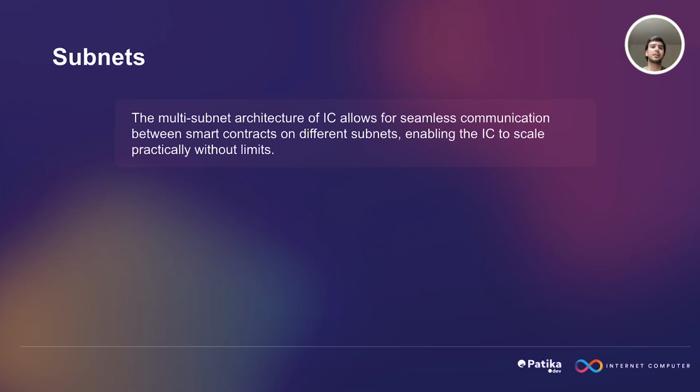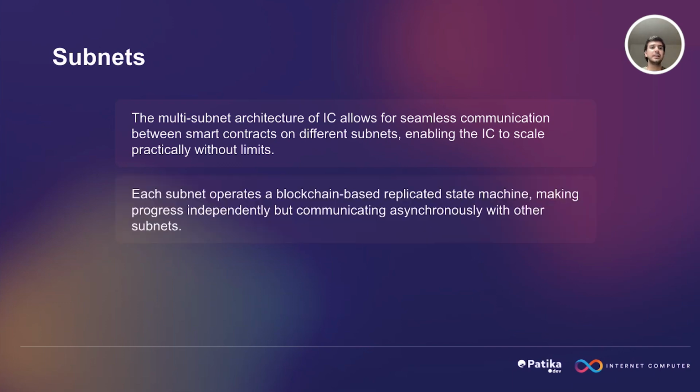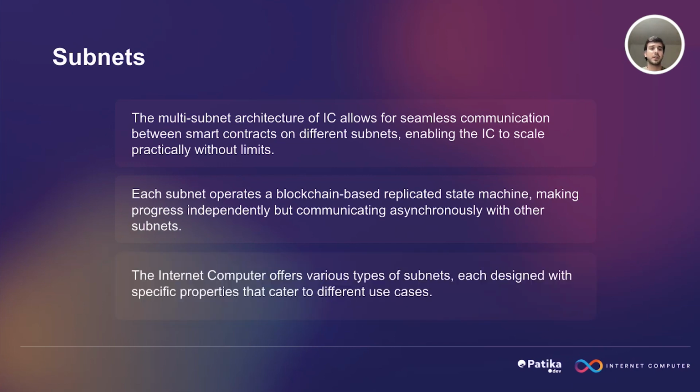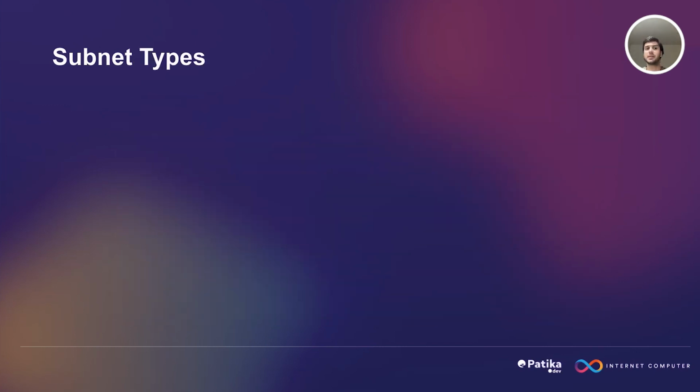The multi-subnet architecture of the Internet Computer allows for seamless communication between smart contracts on different subnets, enabling the Internet Computer to scale practically without limits. Each subnet operates a blockchain-based replicated state machine, making progress independently but communicating asynchronously with other subnets. The Internet Computer offers various types of subnets, each designed with specific properties that cater to different use cases. Now let's look at these subnet types.